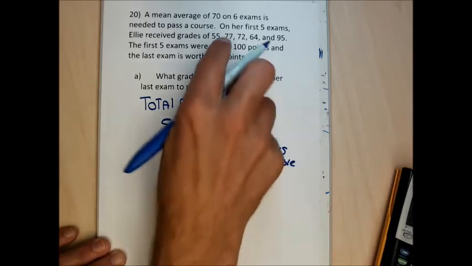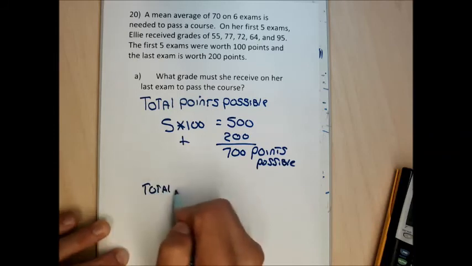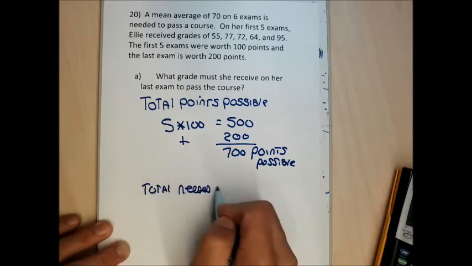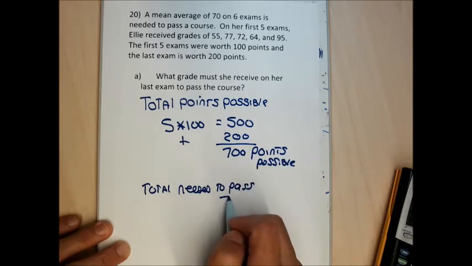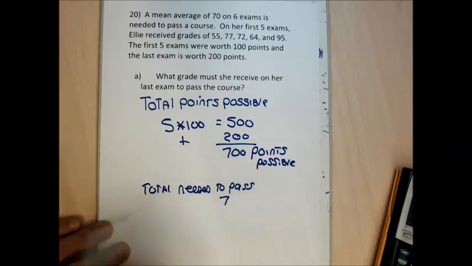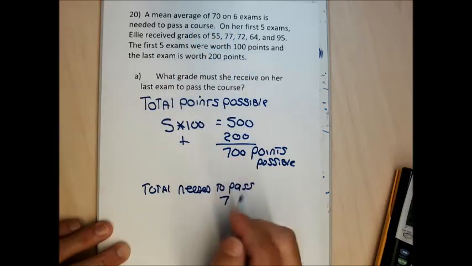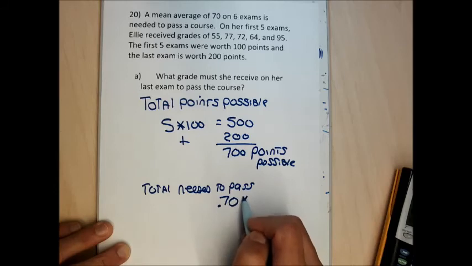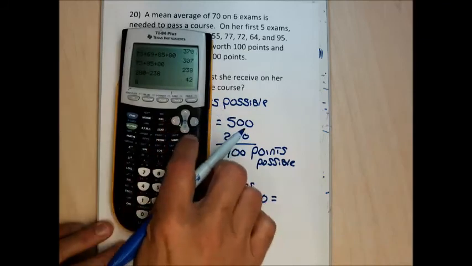And she needs to average 70 to pass the course. So the total needed to pass is the 70%. Oh, that's even trickier. Sorry about that. She needs to get an average of 70 out of the 700 points. I need to change that average to a percent and then to a decimal. She needs to average 70%, which is 0.70, of the 700 points to figure out what she's going to have to get to pass.